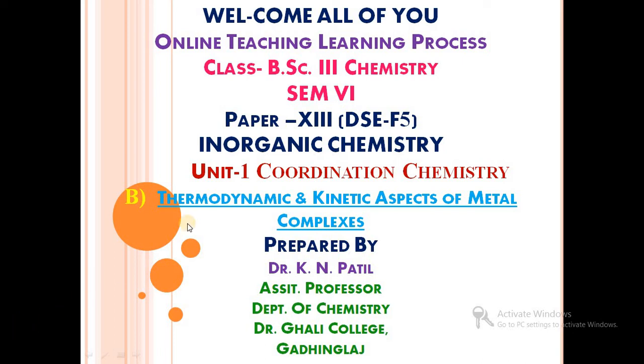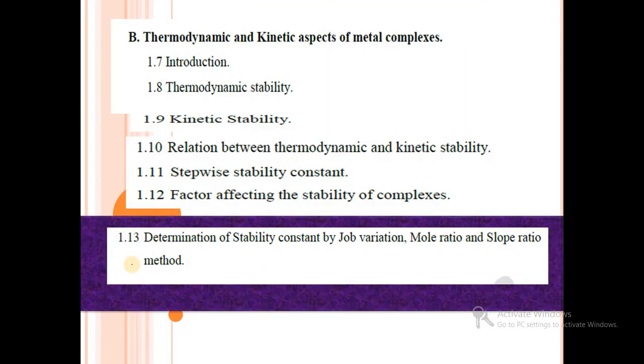We have started paper number 13, Inorganic Chemistry, in which we have seen unit number one, Coordination Chemistry, part B: thermodynamic and kinetic aspects of metal complexes. And in this lecture we will see the last point, that is determination of stability constant with respect to the Job variation method, mole ratio method and slope ratio method. So here we study comparatively these three techniques.